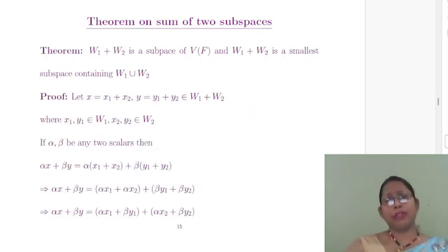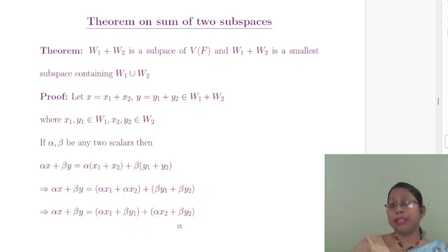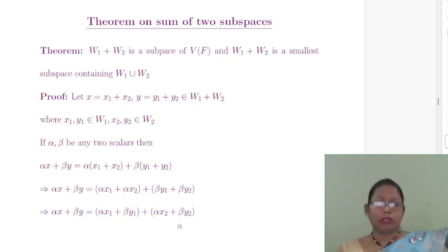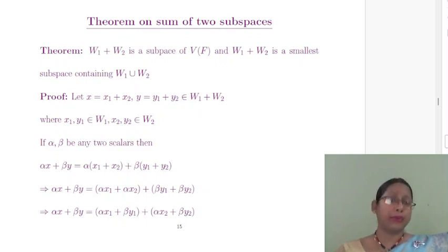Next is the theorem on the sum of two subspaces. Let W1 and W2 be two subspaces of a vector space V over the field F. Then their sum W1 plus W2 is a subspace of the vector space V(F), and it is the smallest subspace containing W1 union W2. Now come to the proof. We consider two elements x equal to x1 plus x2, y equal to y1 plus y2 belonging to W1 plus W2.